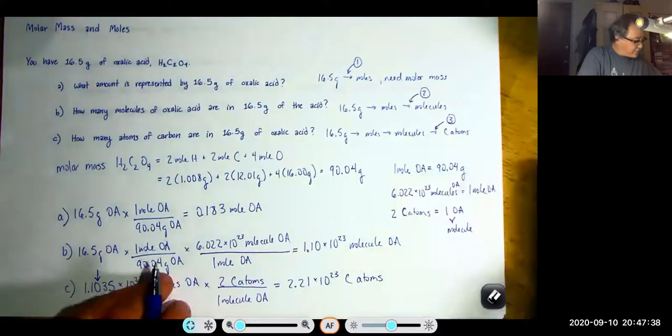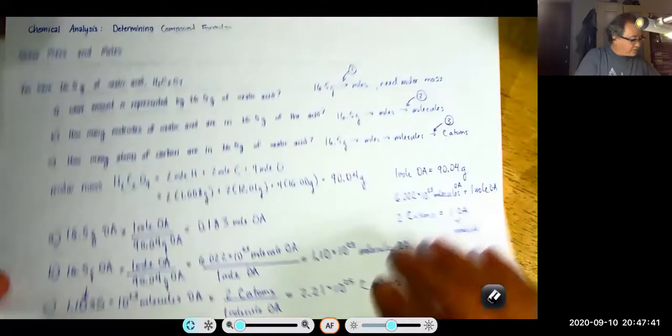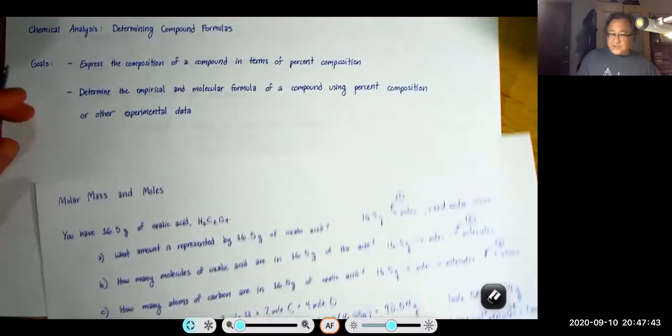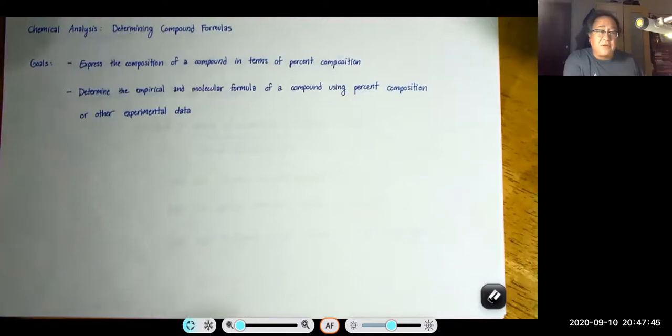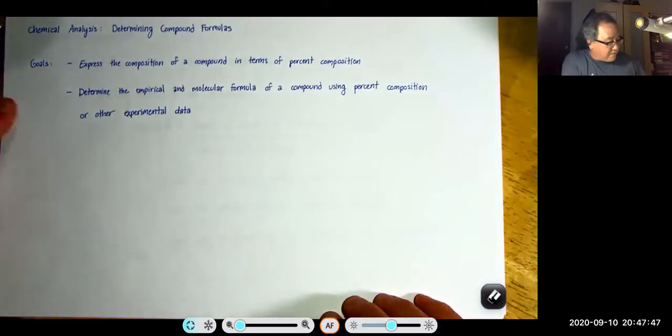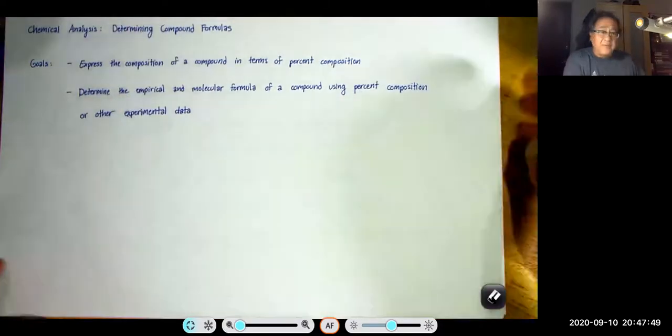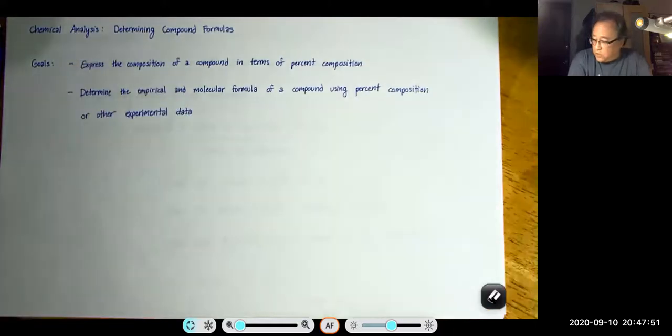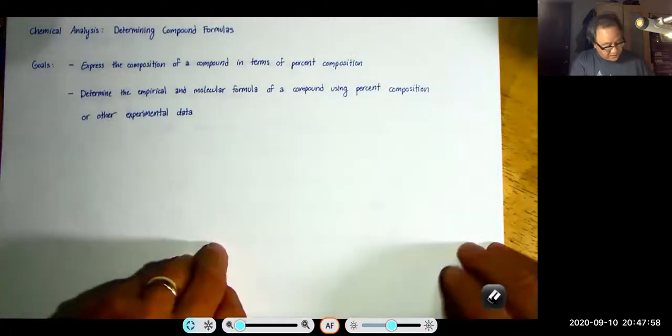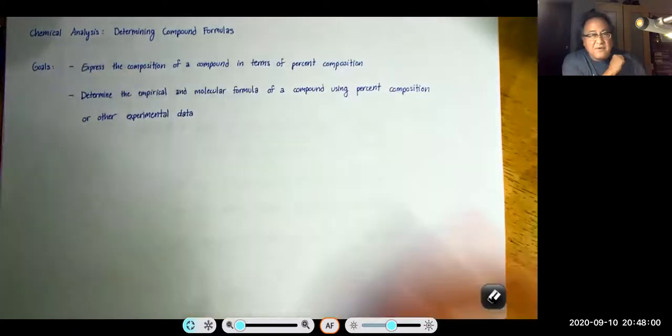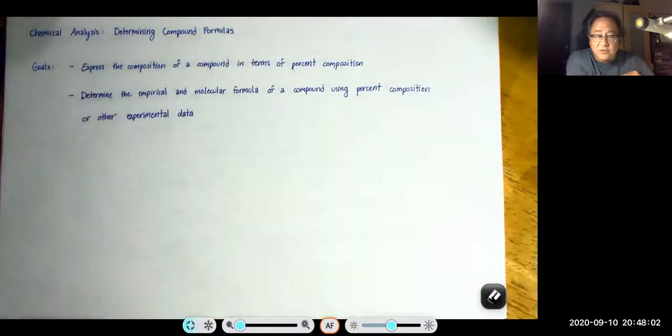Okay, so that's molar mass and moles. Next lecture, we're going to be looking at chemical analysis and determining compound formulas. We'll be doing some labs based on this also. We'll also be doing some labs based on mass spectrometry, which will be coming in the next lecture, or maybe the lecture after that. I'm not sure if this is going to be one more lecture or 2 more lectures.